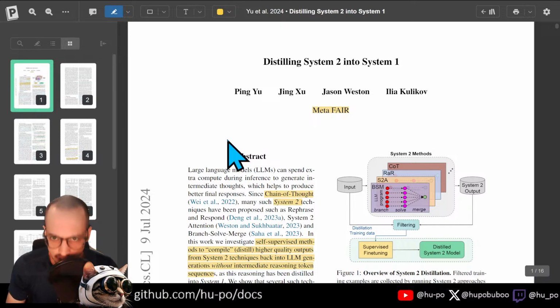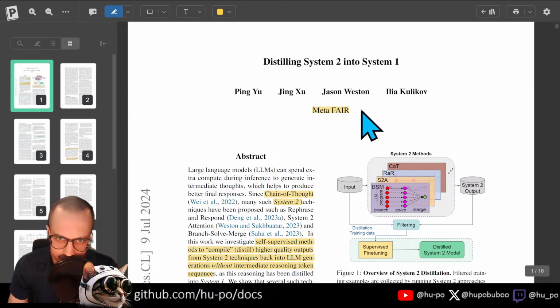Okay. Let's look at a different way of doing synthetic data, which is this paper from Meta, the Foundational AI Research, I think they call it now. Instead of Facebook AI Research, they renamed the F.